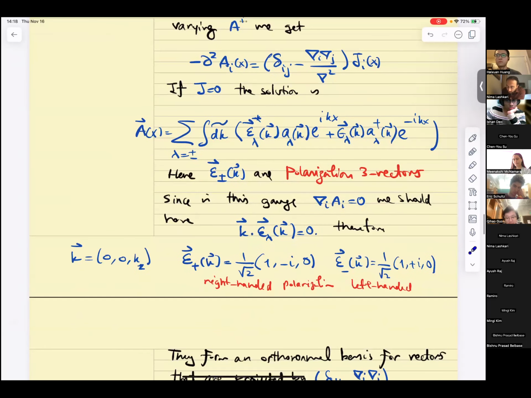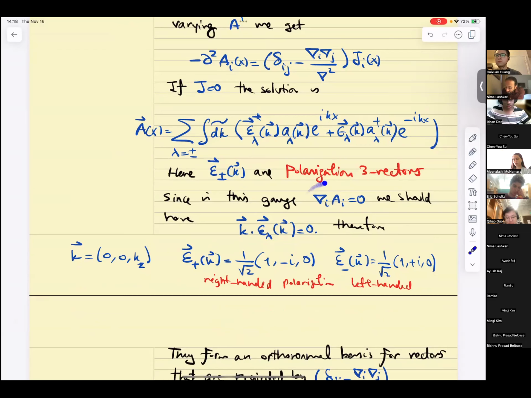Now, what are these polarization 3 vectors? These are 3 vectors, but as we said, our gauge condition requires that k vector is perpendicular to epsilon lambda of k. So there are only 2 degrees of freedom left. One convention is, for instance, take the direction of propagation of k to be in the kz direction. Then you have the X and Y. And a convention that's nice is right-handed polarization is this vector, 1 minus i, and left-handed polarization is 1 plus i. Two independent vectors, right? These polarization choices are more canonically understandable when you write down the Lorentz representation theory, right? We talked about the little group and all of that. This is that story.